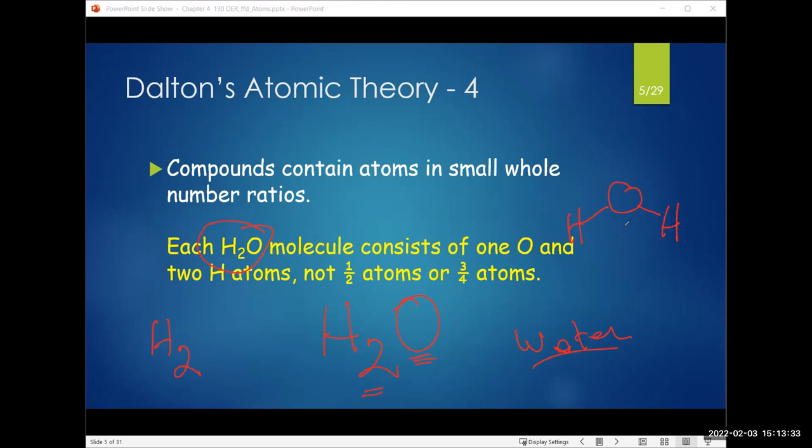H2O, the central atom is oxygen. And bonded to that are the hydrogens. And that line that I just drew here represents a bond between oxygen and hydrogen. Okay? All right, but instead of having to draw it out like that all the time, we just write it out as H2O.